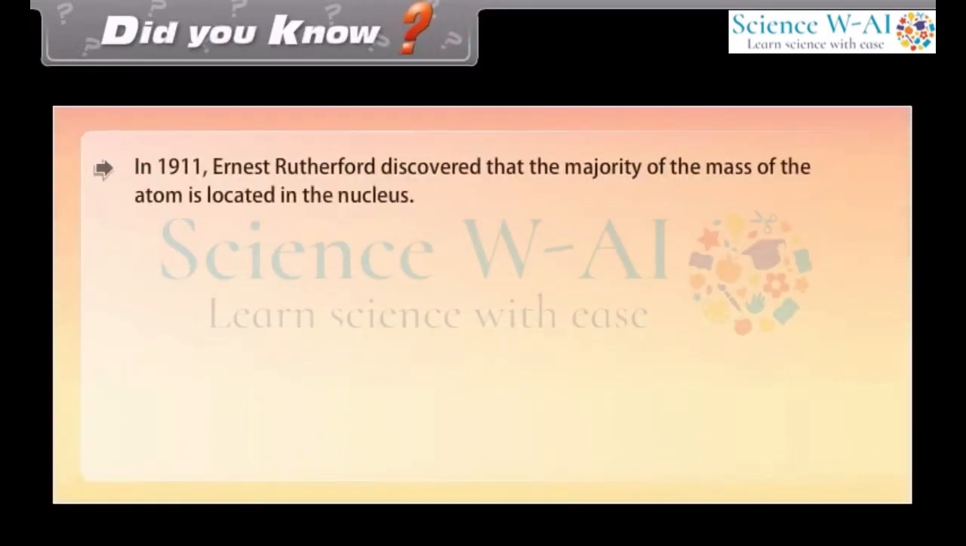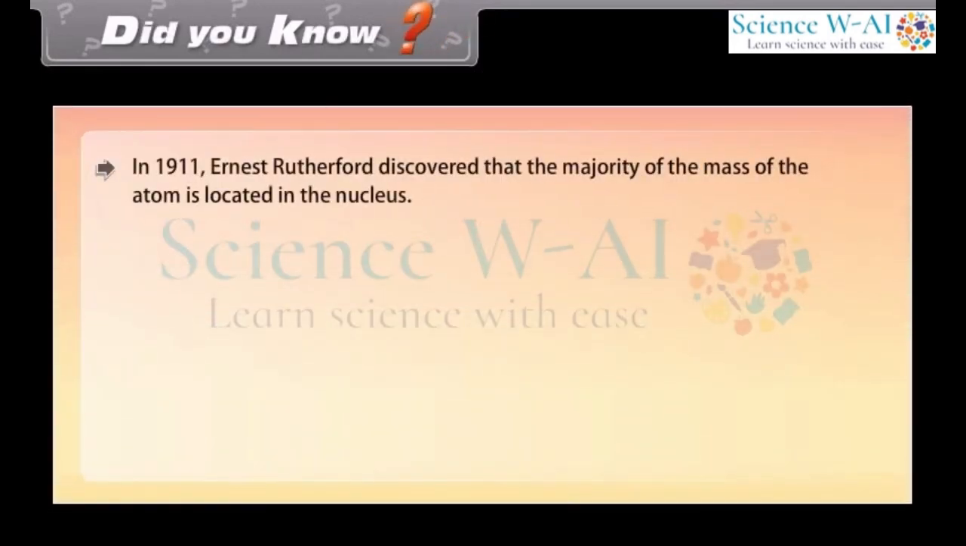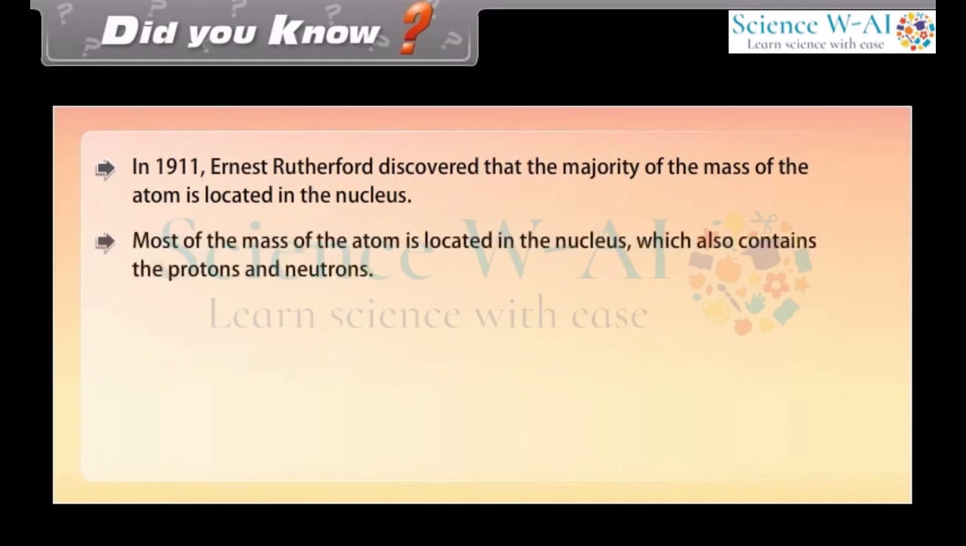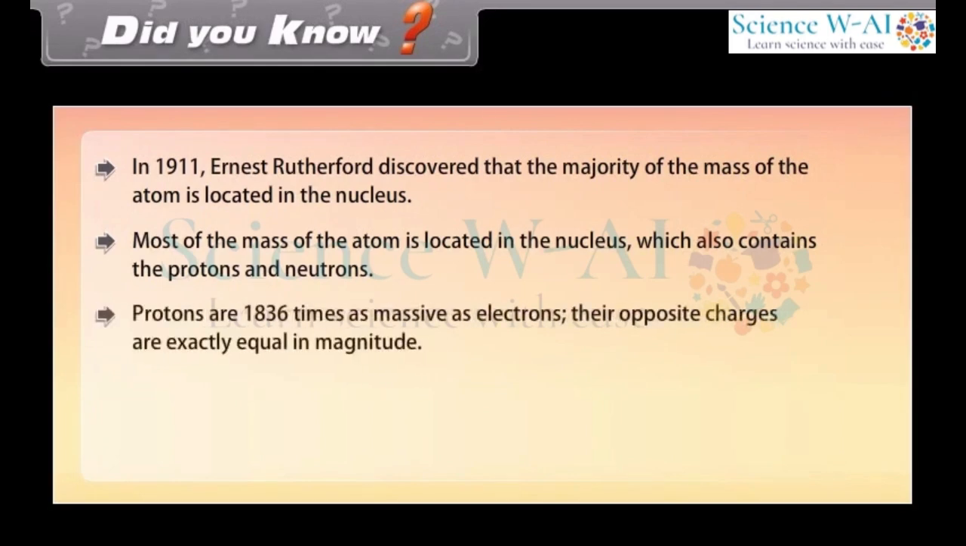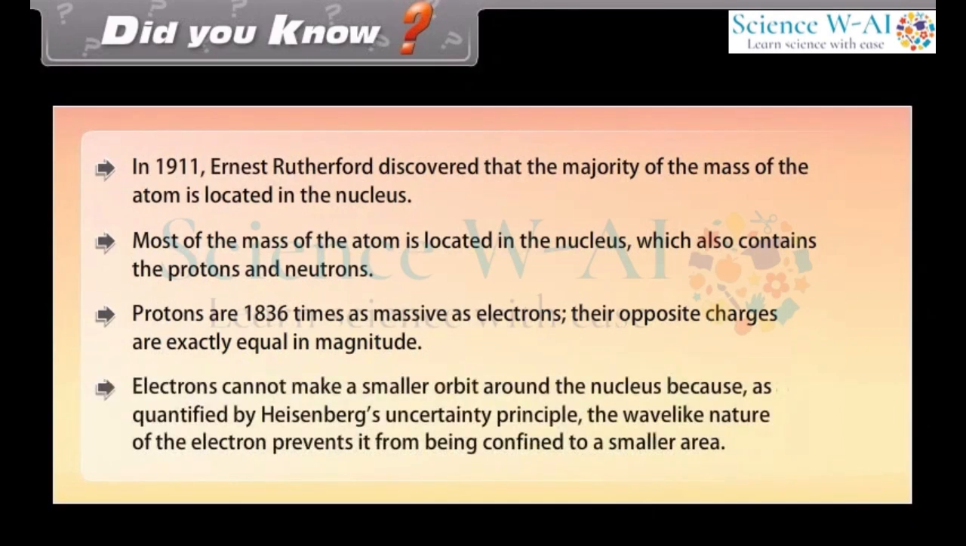Did you know? In 1911, Ernest Rutherford discovered that the majority of the mass of the atom is located in the nucleus. Most of the mass of the atom is located in the nucleus, which also contains the protons and neutrons. Protons are 1836 times as massive as electrons. Their positive charges are exactly equal in magnitude. Electrons cannot make a smaller orbit around the nucleus because, as quantified by Heisenberg's uncertainty principle, the wave-like nature of the electron prevents it from being confined to a smaller area.